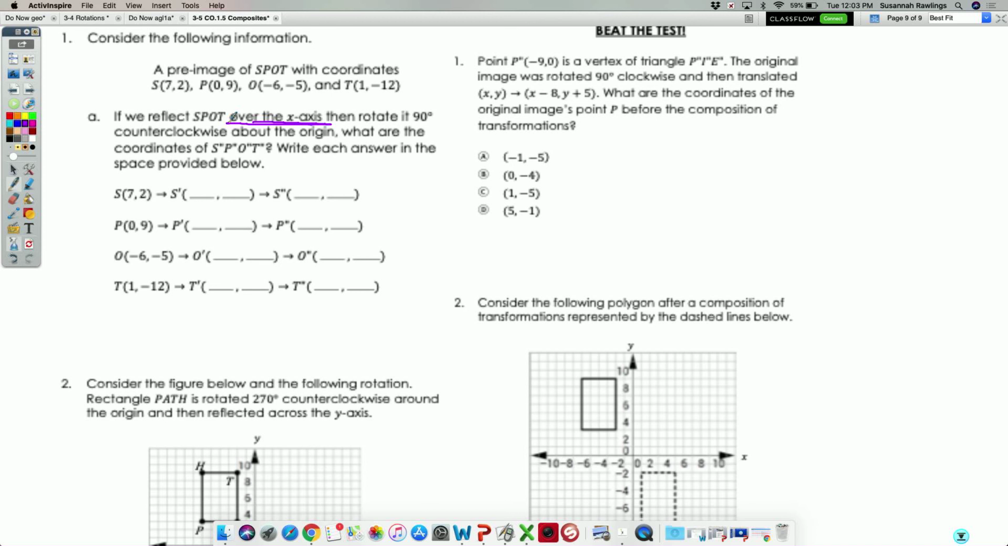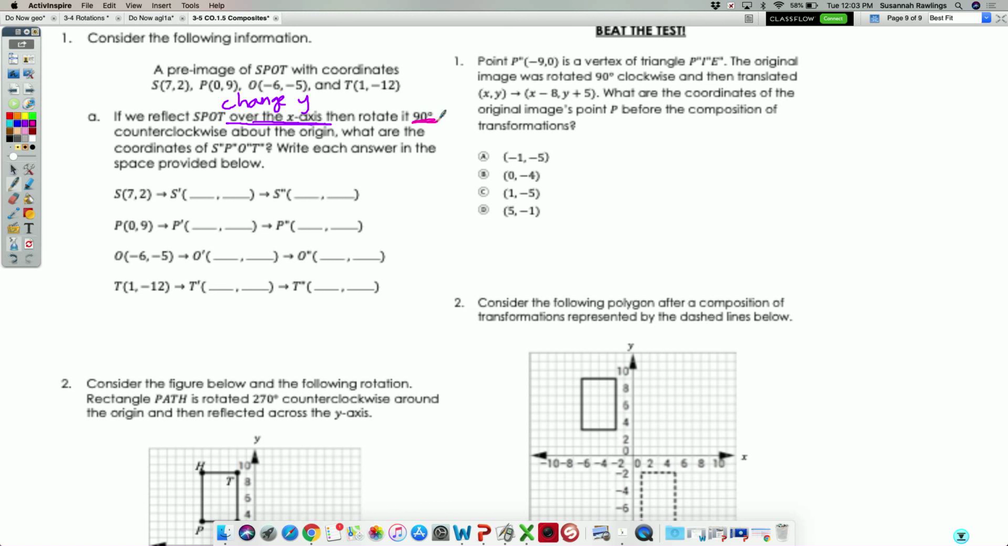What do I know? What do I do when I reflect over the x-axis? I change the y. I'm just going to write that down for myself. Change the y. Just help yourself out as you're working through this problem. Okay, that one's going to be easy. It says then I'm going to rotate it 90 degrees counterclockwise around the origin. Can I write anything helpful there? That's my second one.